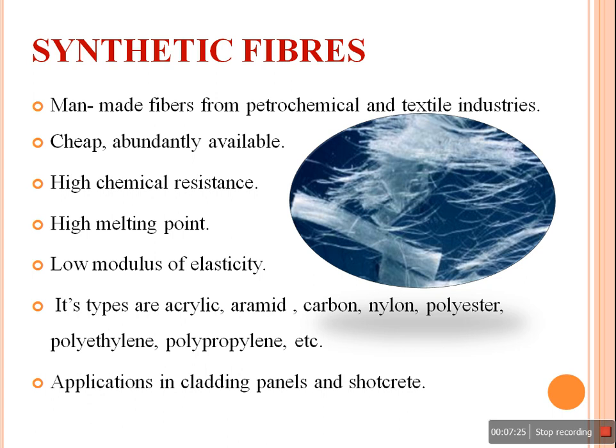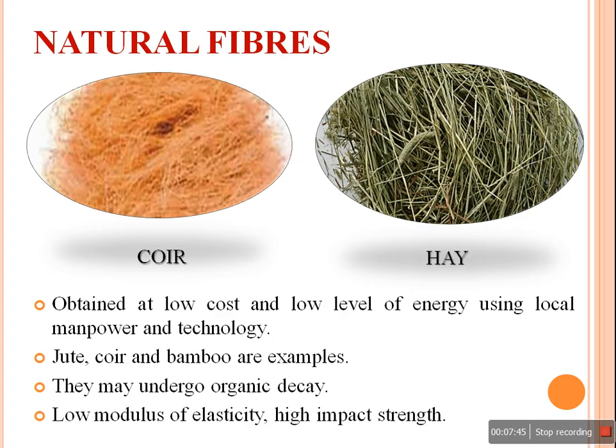So these have a high melting point, which means that they will improve the thermal properties of concrete. They have very low modulus of elasticity. Its types are acrylic, aramid, carbon, nylon, polyester, polyethylene and polypropylene, etc. Generally these are also used in cladding panels and shotcreting.